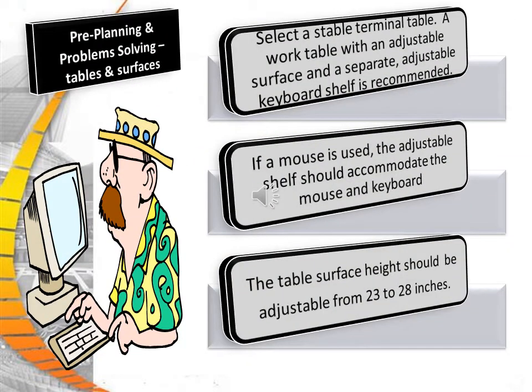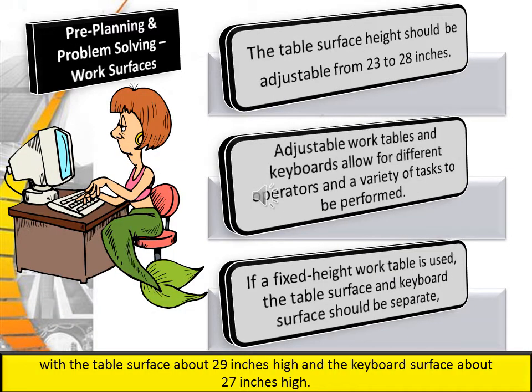Select a stable terminal table. A work table with an adjustable surface and separate adjustable keyboard is recommended. If a mouse is used, then the adjustable shelf should accommodate the mouse and the keyboard. The table surface height should be adjustable from 23 to 28 inches.